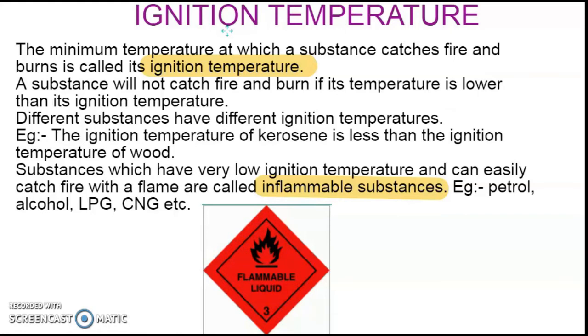Why? Because there are certain temperatures at which a substance catches fire. At every temperature a substance cannot catch fire. There is a certain temperature for every substance at which it catches fire. That minimum temperature at which a substance catches fire is known as the ignition temperature. For example, the wood's ignition temperature is really high. That's why it doesn't catch fire very fast. But that of kerosene is really low. It has a very low ignition temperature.